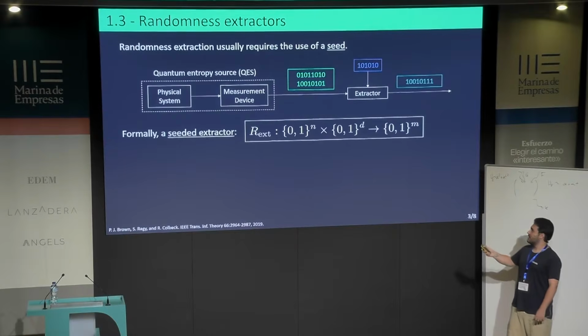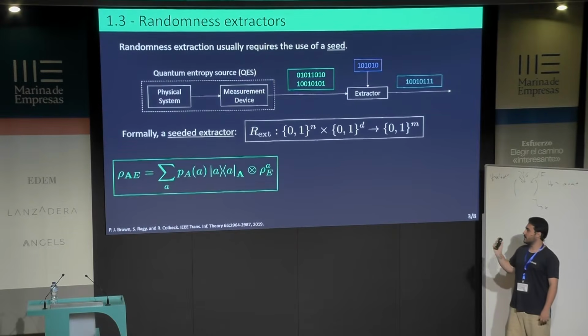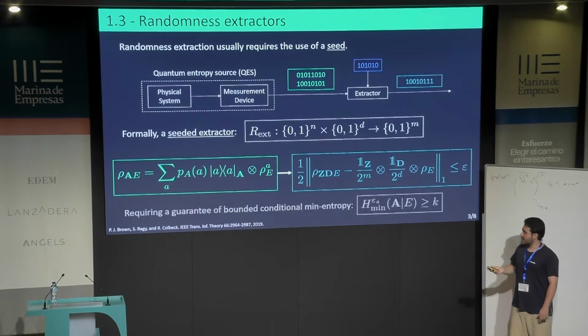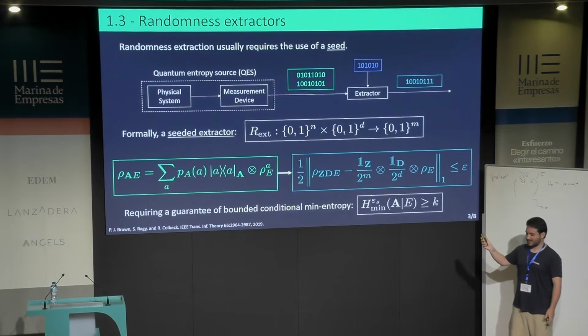And mathematically, it's simply a function that looks like this. It takes our classical quantum state to a state that, again, is epsilon close to being perfect, but I just added here the system for the seed. And one very important condition that this extractor requires is that the conditional min-entropy associated to the classical quantum state that describes the sequence that we want to refine needs to be bounded by some quantity. And estimating this bound lets us know how long the final string of bits is that we're going to be able to obtain with the extractor.